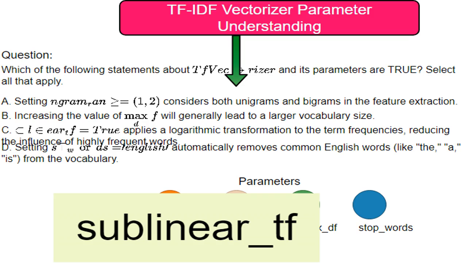Setting sublinear_tf equals true means I'll use a logarithmic transformation of term frequencies. This dampens the effect of extremely frequent words. This helps to prevent the model from being overly influenced by extremely common words that might not carry much meaning. Imagine scaling down the loudness of the most frequently shouted words in a speech. Their contribution is still present but no longer dominates.